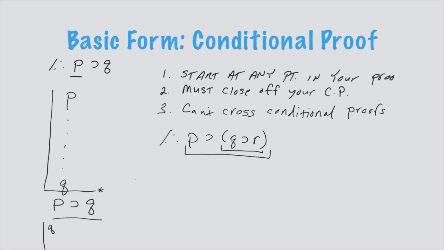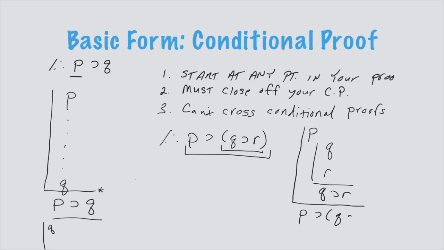And so one way to do a problem like this would be to assume P and then to assume Q. Solve for R and get Q therefore R, and then close off the outside conditional proof where I get P therefore Q therefore R. So you can embed conditional proofs. You can also do this, by the way, with indirect proof. When we get to indirect, you can do an indirect within a conditional within an indirect. But you cannot cross out one before you finish the other.